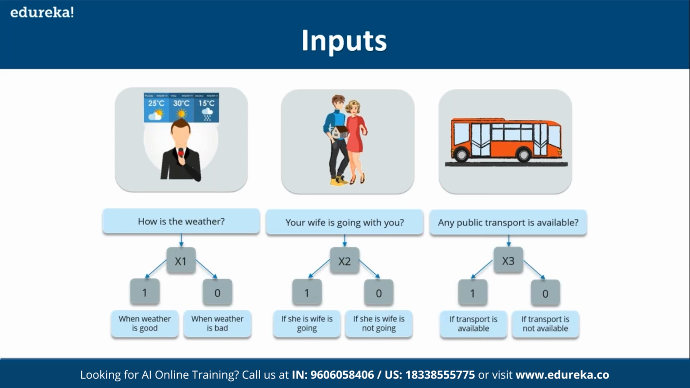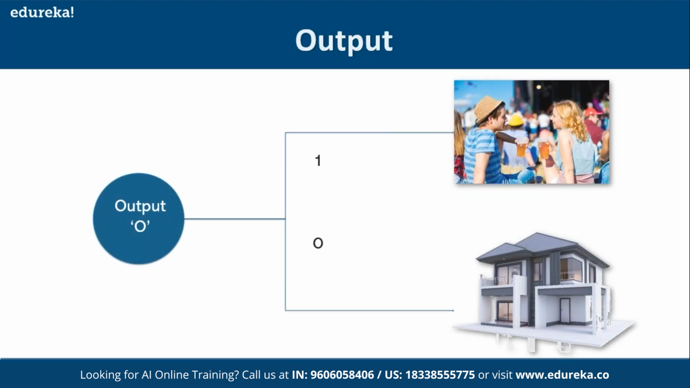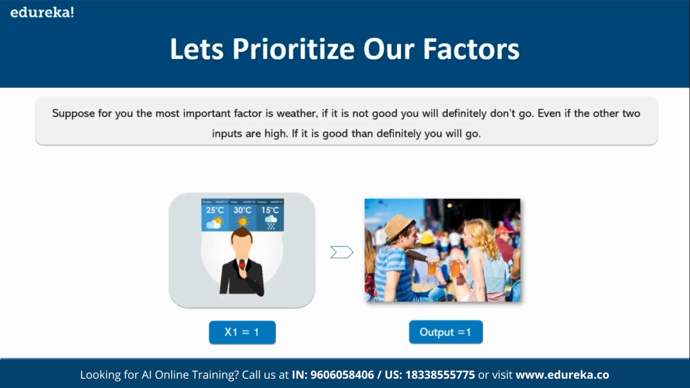Now, based on this, if the value adds up to 1, you are going to the beer festival. If the value adds up to 0, you sit back home, enjoy Netflix. Right? So this is your output. But how does that output get created?